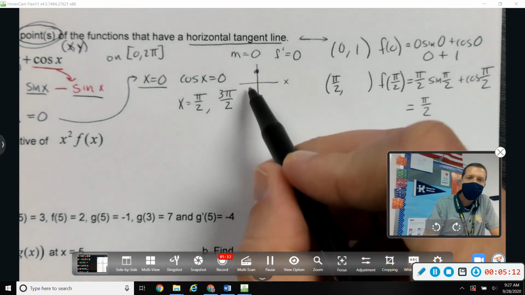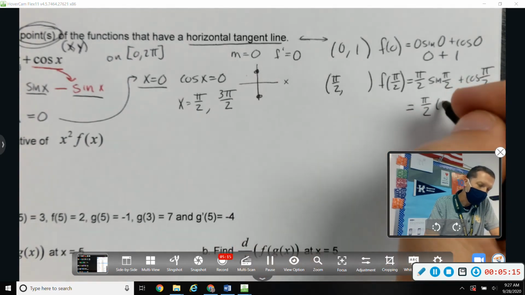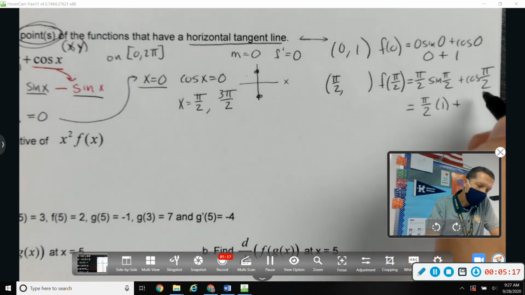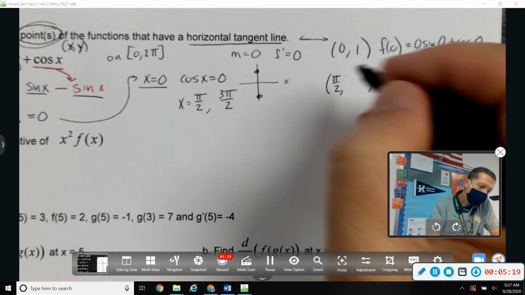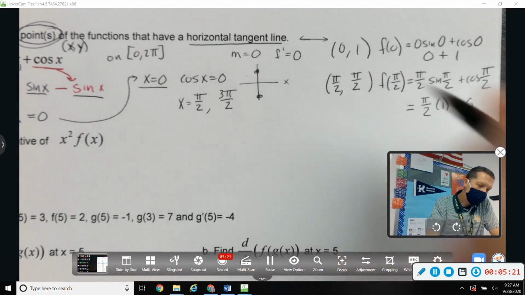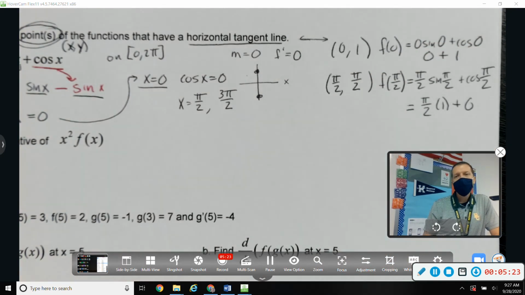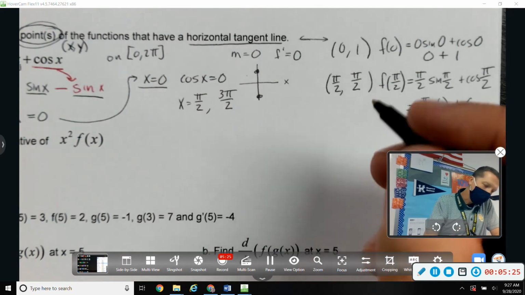Sine of pi over 2, there's my picture already, is 1. Cosine of pi over 2 is 0. So pi over 2 comma pi over 2.